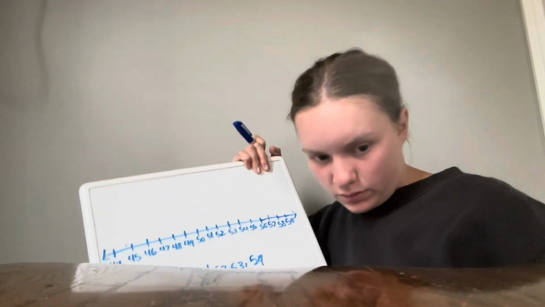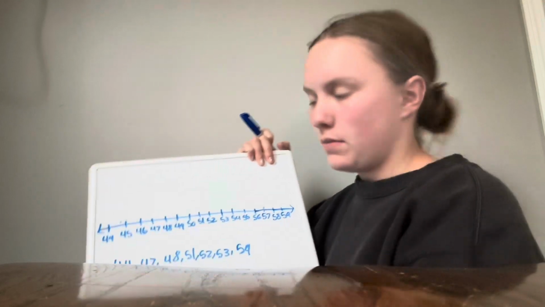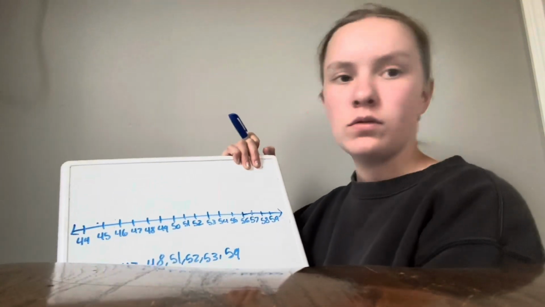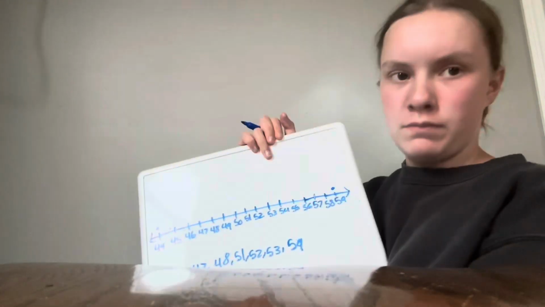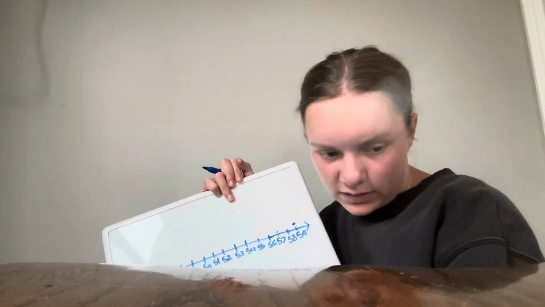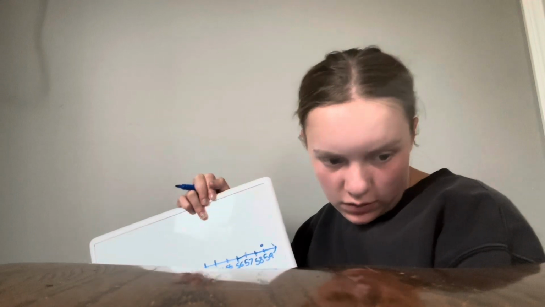So first, we need to find the minimum value. So the minimum value is 44. So we're going to put a dot by 44. Next, we need to find the maximum value, which is 59. So we're going to put a dot by 59. Next, we need to find the first quartile.